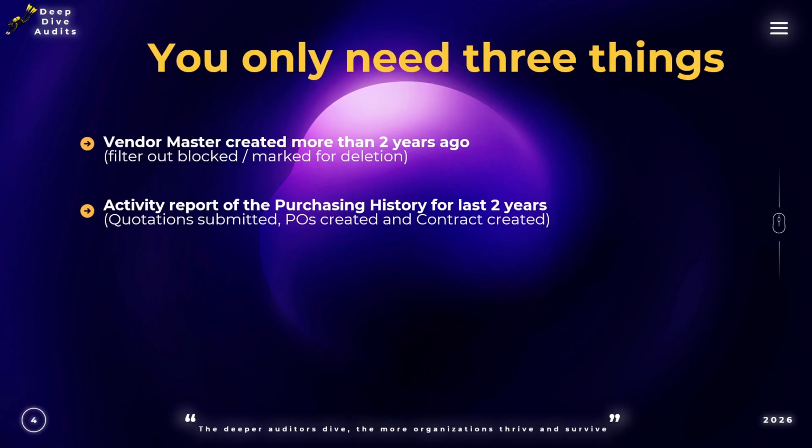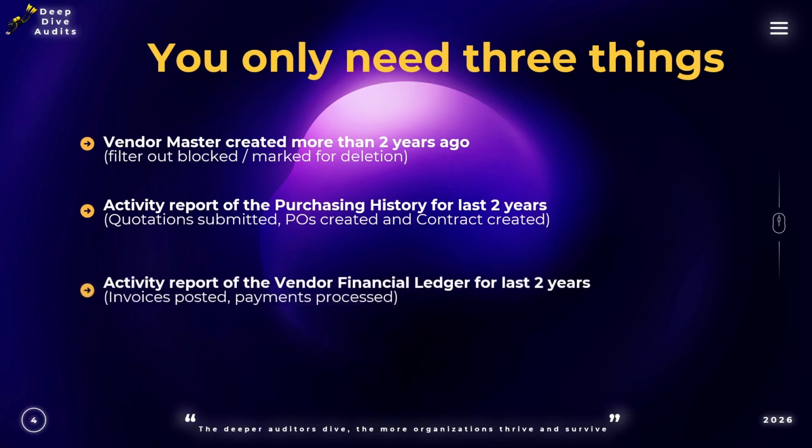Like if the contract has been awarded for the vendor, but no other POs have been awarded, or they're not participating in the RFQ round, but they do have an active contract existing in our system, it means that vendor is active. That's why we need to look into all these three categories before determining if the vendor is active or not active. The third is the vendor financial ledger activity.